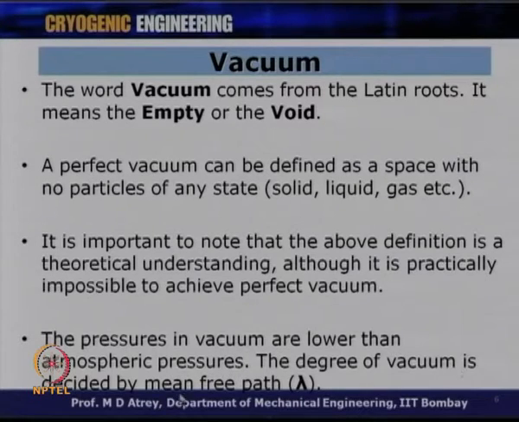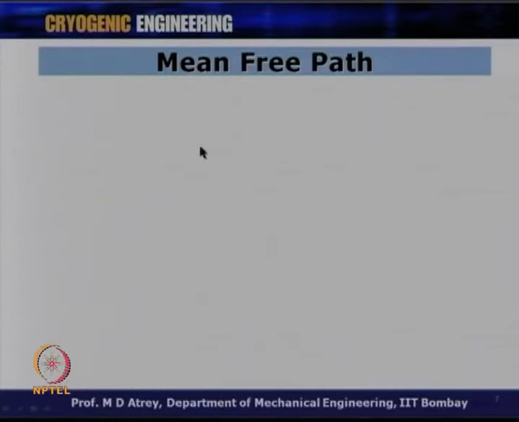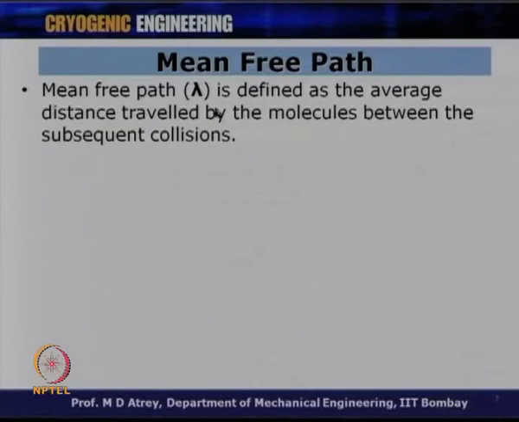The degree of vacuum is decided by the mean free path. We have touched upon lambda, the mean free path, in the earlier lecture also, and depending on the value of this mean free path, we have got different degrees of vacuum. Before that, let us understand what is this mean free path, although it has already been touched upon in cryogenic insulation. So, what is mean free path? Mean free path is defined as the average distance travelled by the molecules between the subsequent collisions. That means, from one collision to the second collision, whatever distance it travels is called the mean free path.